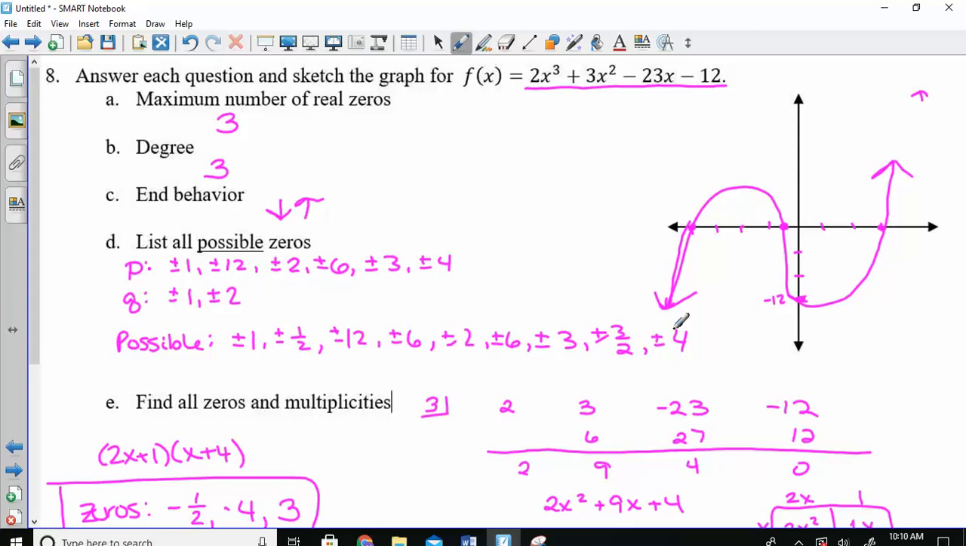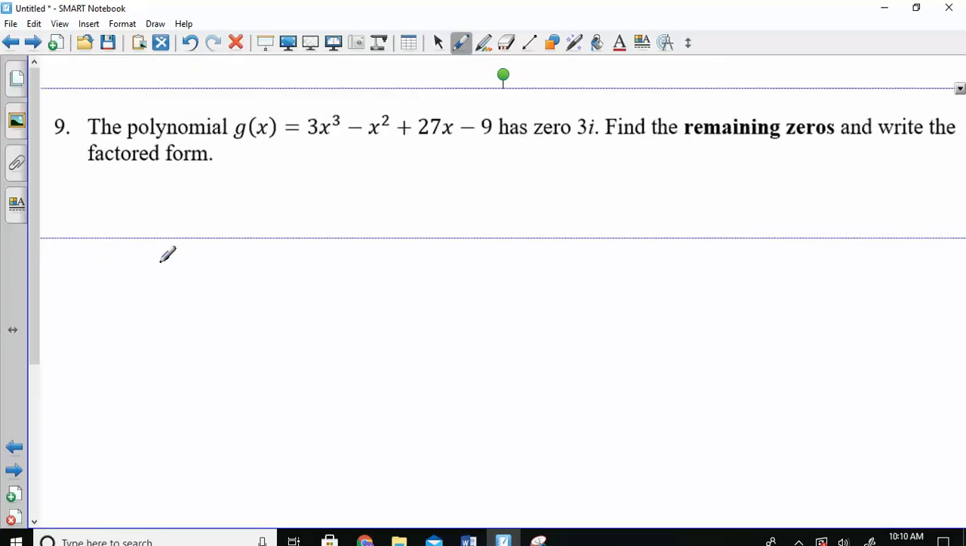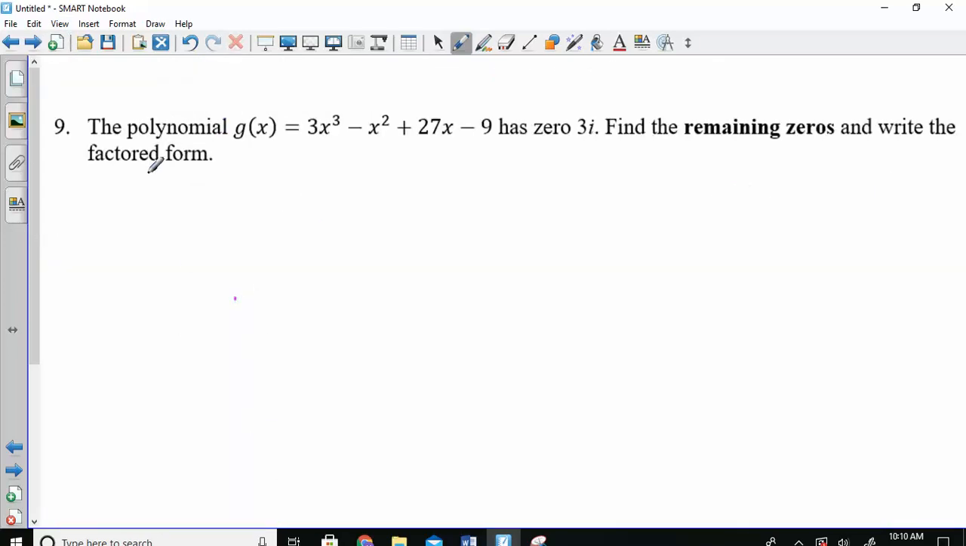One last problem. This is one where I gave you the first 0 and we have to find the remaining ones. But it's a little bit different because what kind of first 0? I gave you an imaginary one. There was at least one like this on the Math Excel yesterday, so it's good to go through. If I give you the first 0, what do you do first? Synthetic. Okay.